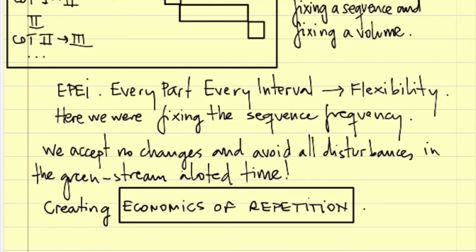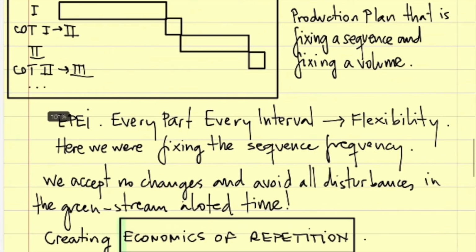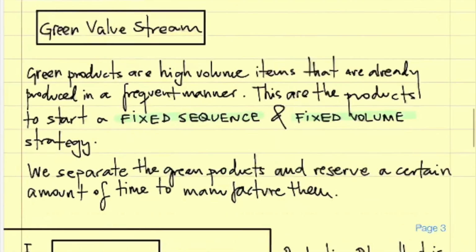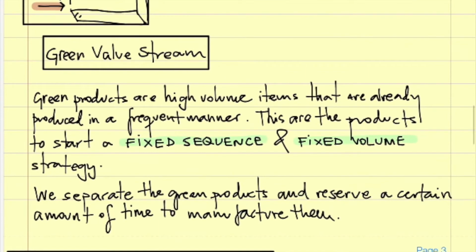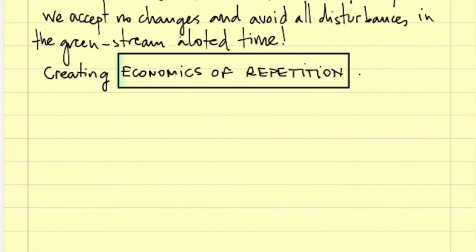Any questions so far? No questions. Good. Well, then we continue with the, this was the green. We continue with the yellow value stream.